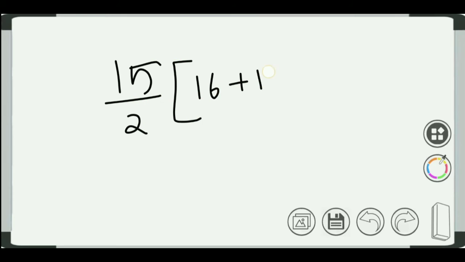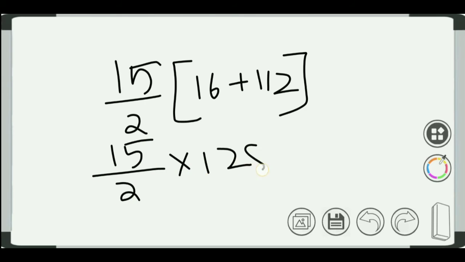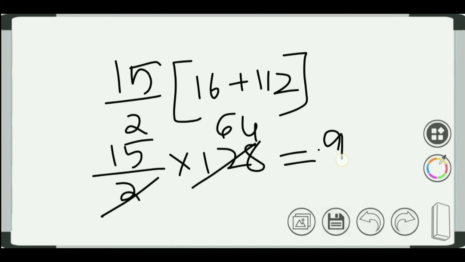16 plus 112. Okay, so 16 plus 112 is 128. So 15/2 into 128, the 128 and 2 we can cut, 2 into 64. So 64 into 15 is what? 960. It's your answer: sum of first 15 multiples of 8 is 960. Now come to the 14th one.